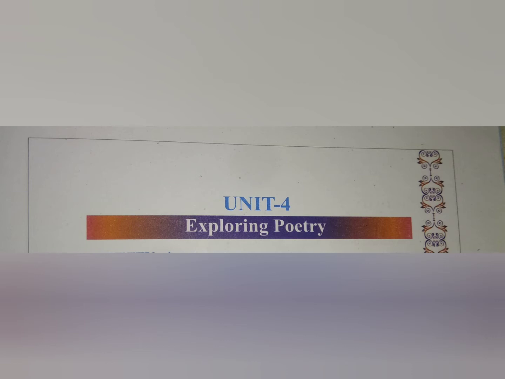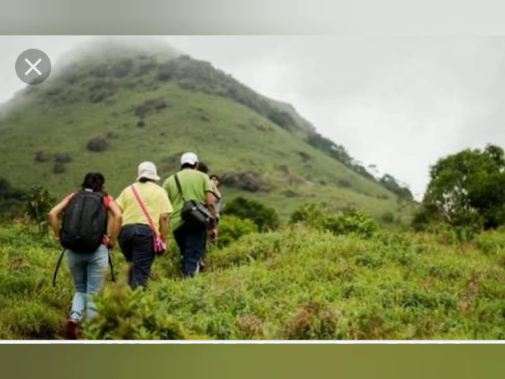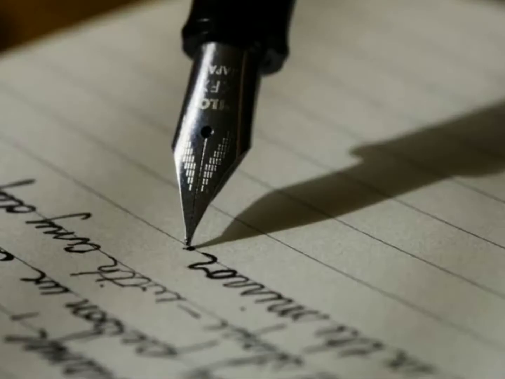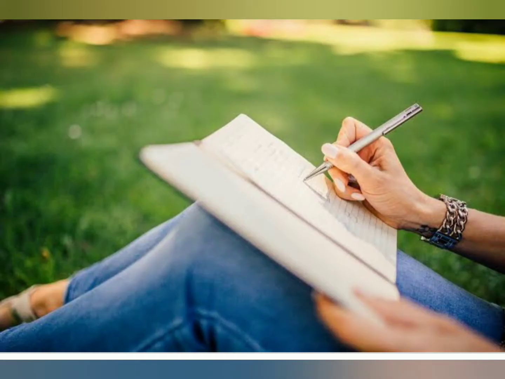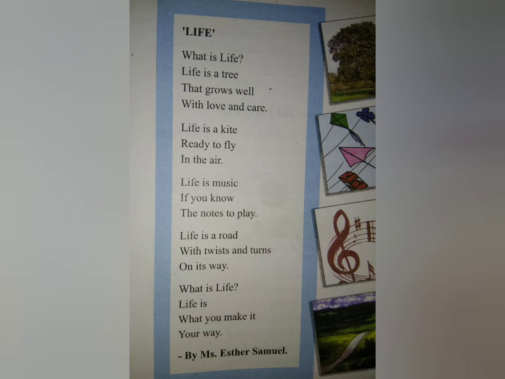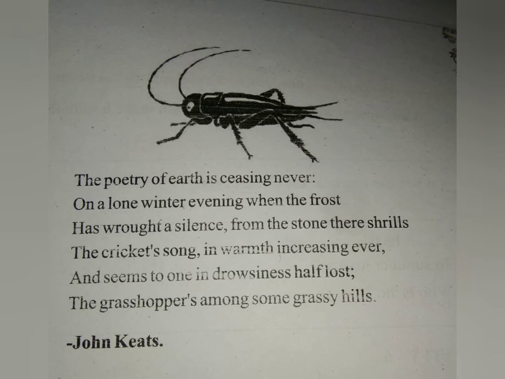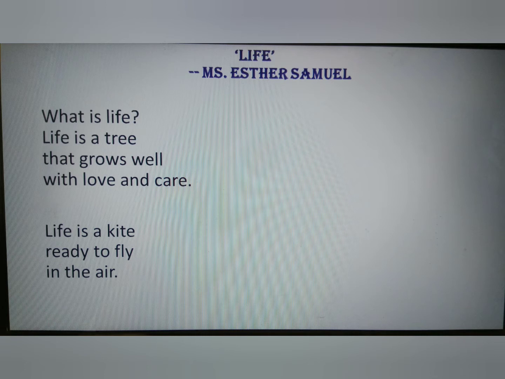Unit 4, Exploring Poetry. Exploring means traveling through an unfamiliar area in order to learn something, or inquiring into it or discussing it in detail. Poetry means a literary work in which the expression of feelings or ideas is given intensity by using a distinctive style and rhythm. In this chapter, there are two poems. The first one is Life by Miss Esther Samuel, and the second is On the Grasshopper and the Cricket by John Keats. Let's start with the first poem, Life.